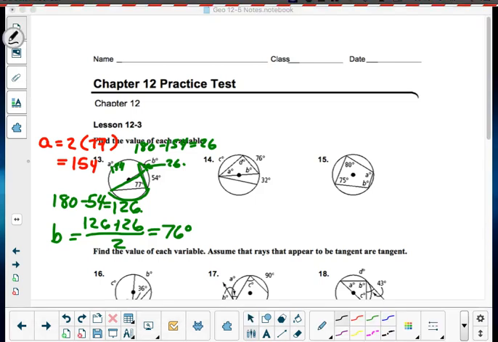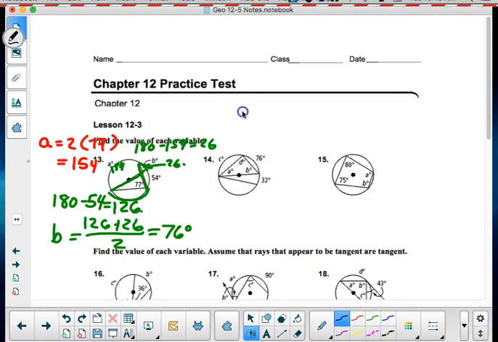In problem 14, I've got 4 things I'm supposed to find, okay? And one of the first things I'm going to find is C. So C is equal to 180 minus 76, so that's 104 degrees. So this C is 104. Now, I got C, and angle B intercepts C. So angle B is half of 104, which is 52 degrees.